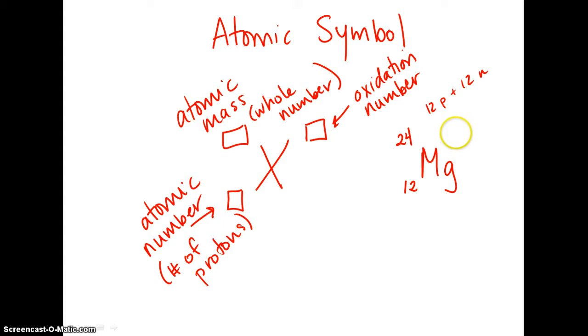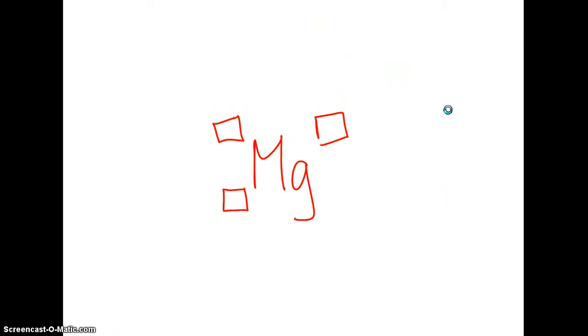Then lastly, magnesium is one that has 2 electrons in its valence shell. And so for that reason, it's going to lose those 2. And because it's going to lose those 2, it's going to have a +2 charge. And this is a classic atomic symbol. So let's practice one of these on your own.